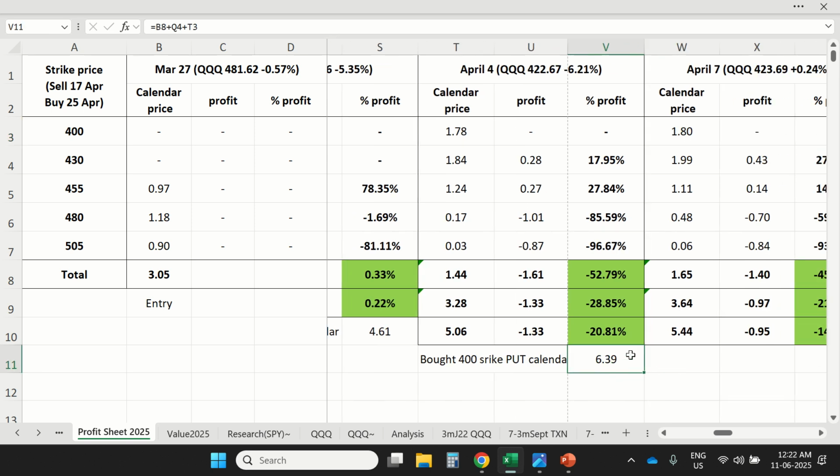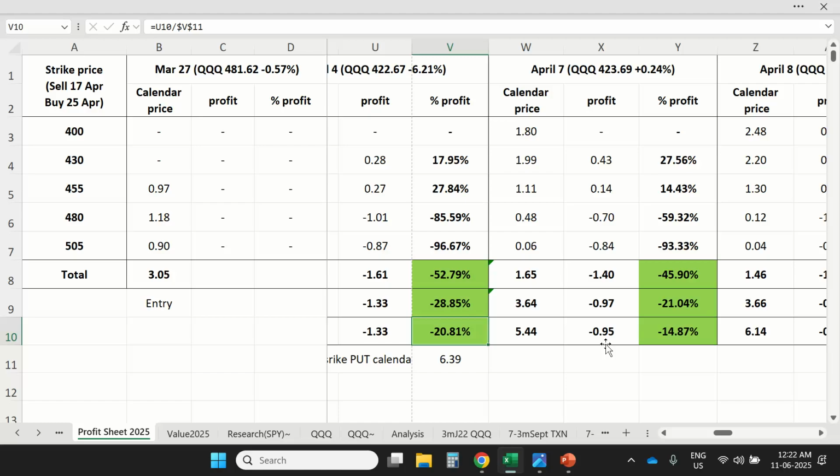So this was my total cost, and at the closing time the price of all these five calendars together was 506. So now my new trade is this row. Ignore these two, these are for documentation purposes. So this is my new trade, and at the closing I was at a loss of 20.81%.